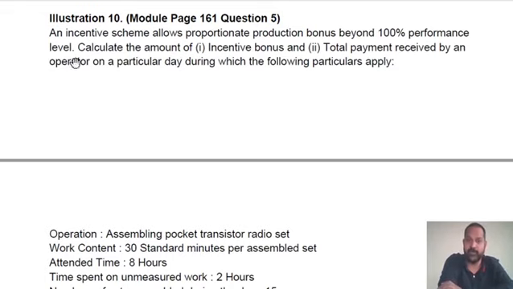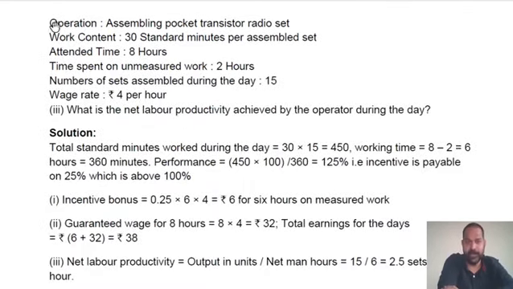Over 100% performance level, calculate the amount of number 1, incentive bonus, number 2, total payment received by an operator on a particular day during which the following particulars apply. Operation: what is he doing? He is assembling pocket transistor radios. I hope everybody knows what a pocket transistor radio is.